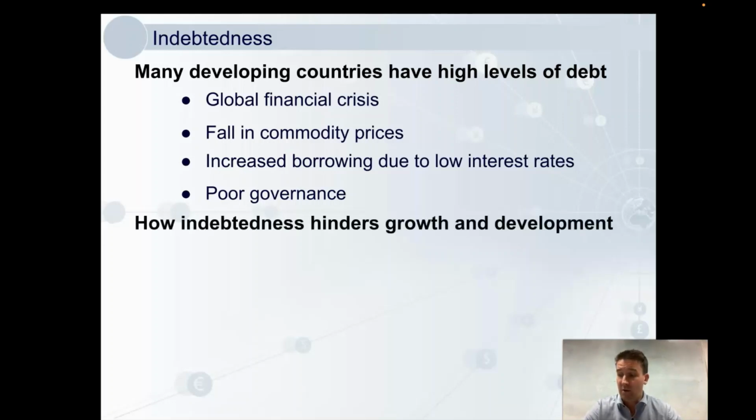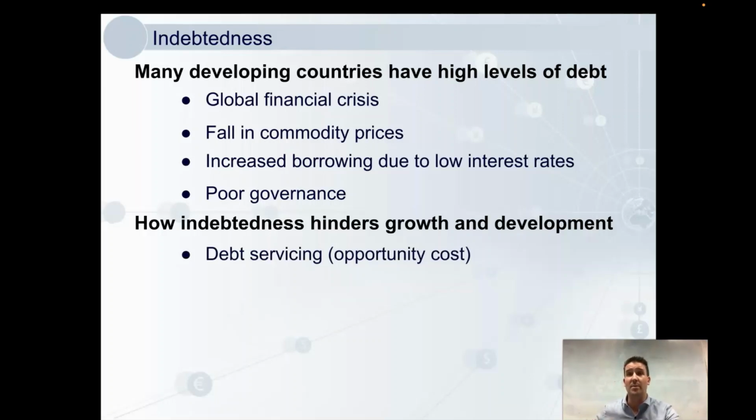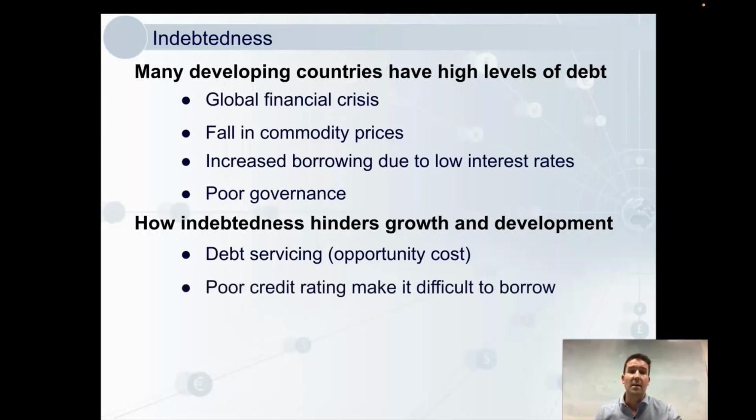How does it hinder growth and development? Debt servicing, so the opportunity cost of that spending: all the money that goes to paying off the interest and the debt is money that you can't spend developing your country. If you've got a high amount of debt, that's going to lead to poor credit ratings, which can make it difficult to borrow more money. Oftentimes you will need to borrow more.